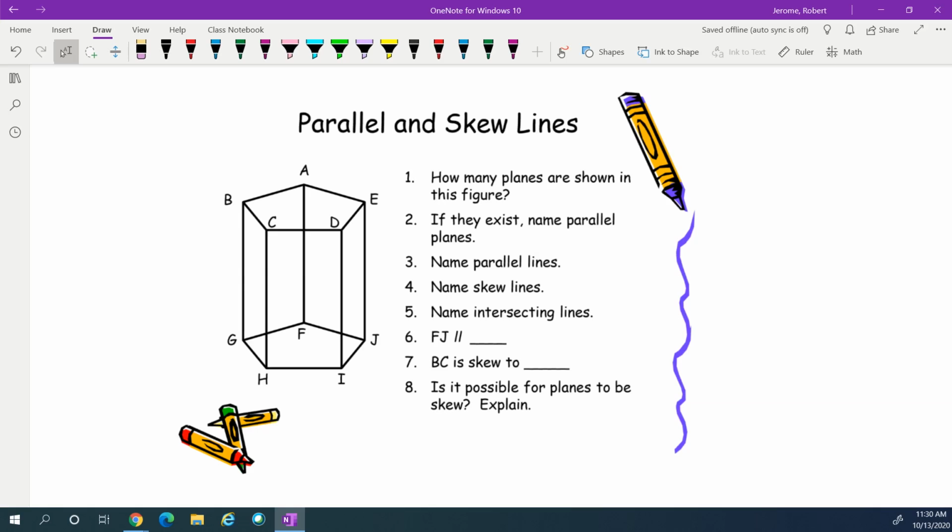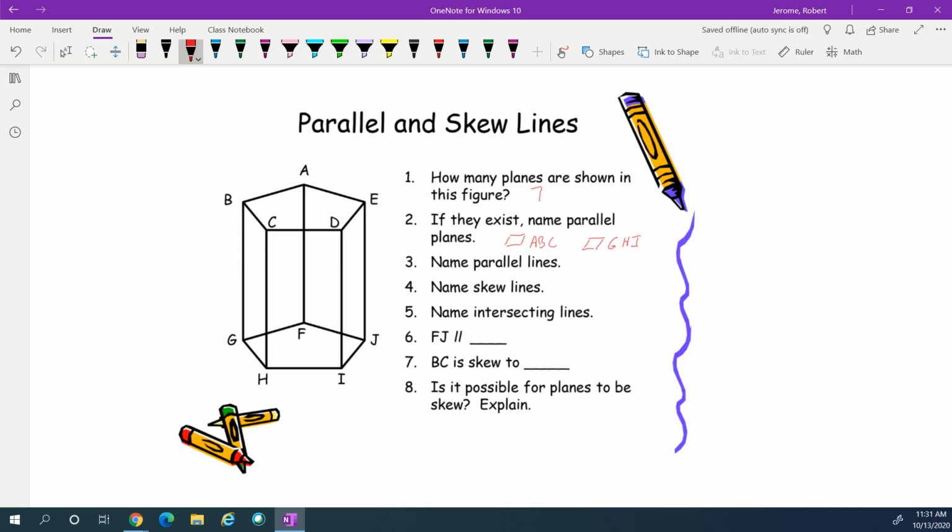So we might be asked to name a few things. So how many planes are shown in this figure? There are five, the top, it's a pentagon, so there's the top and the bottom, and then there's the five rectangles, so there's 7 planes. Parallel planes, well, we've got the top surface and the bottom surface are the only ones that are parallel. So we might say something like plane ABC and plane GHI, the one at the bottom. Remember, we only need 3 non-collinear points to name the plane.